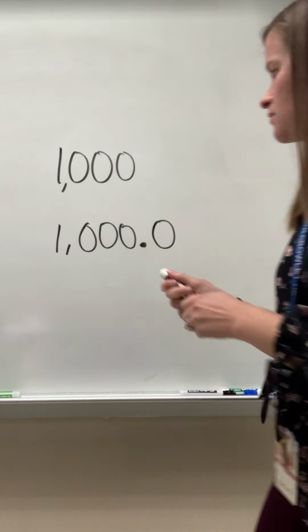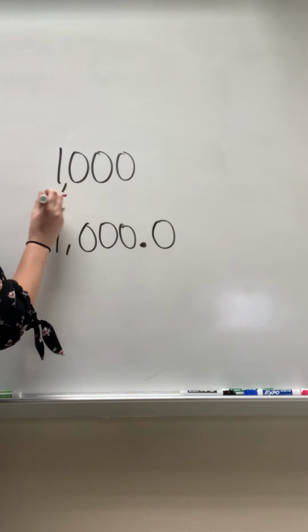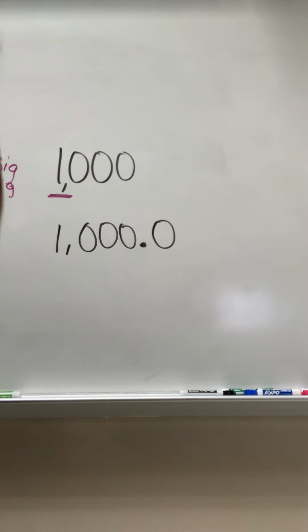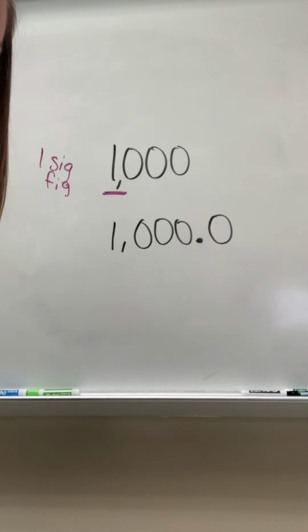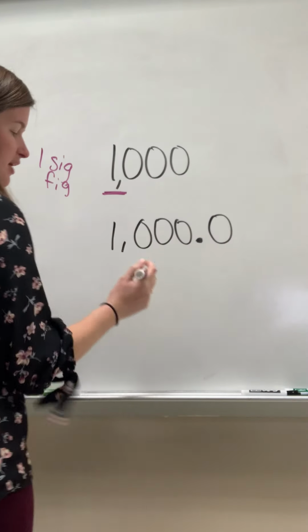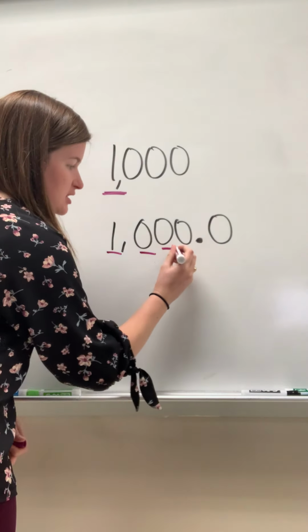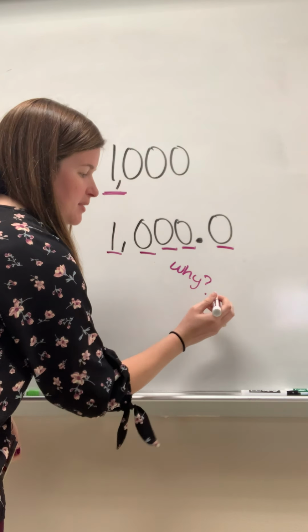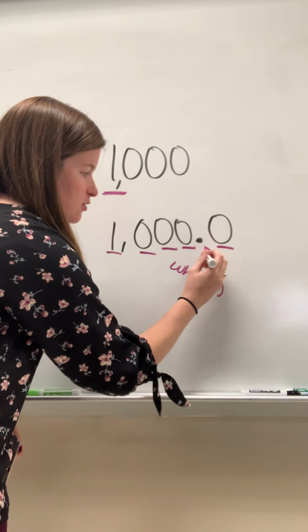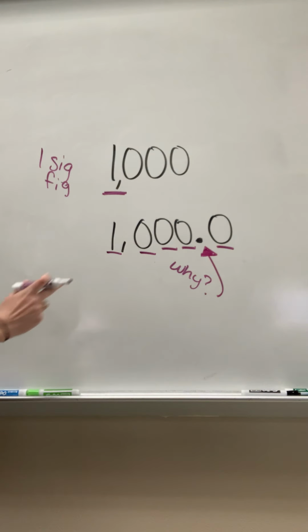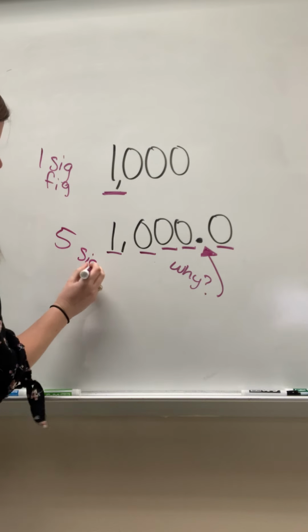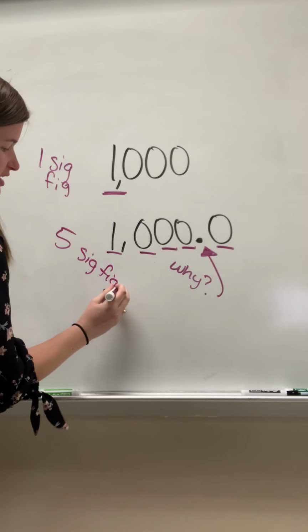So the only significant figure here is the 1. So this only has 1 sig fig. Oh, I need to move my camera a little so y'all can see my writing. Okay, this one on the other hand, this one counts, this one counts, this one counts, this one counts, this one counts. Why? Because of that decimal place right there. So this one has 1, 2, 3, 4, 5 sig figs, all because it was written with a decimal.